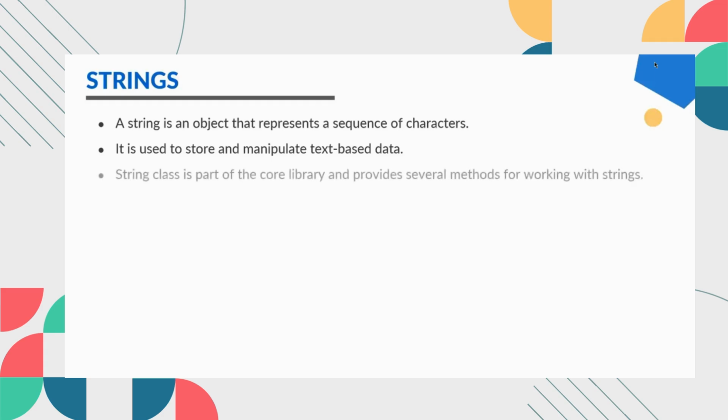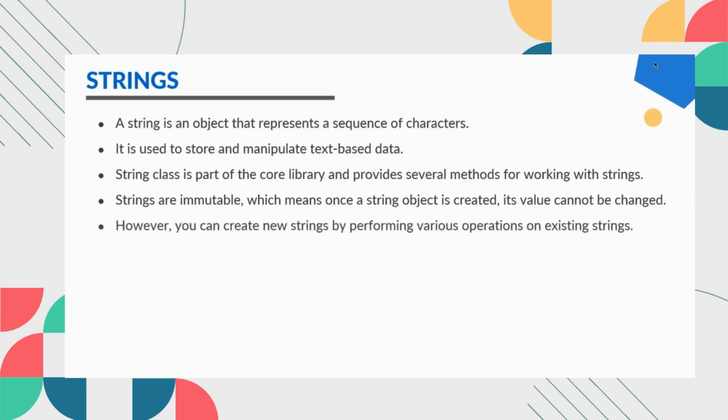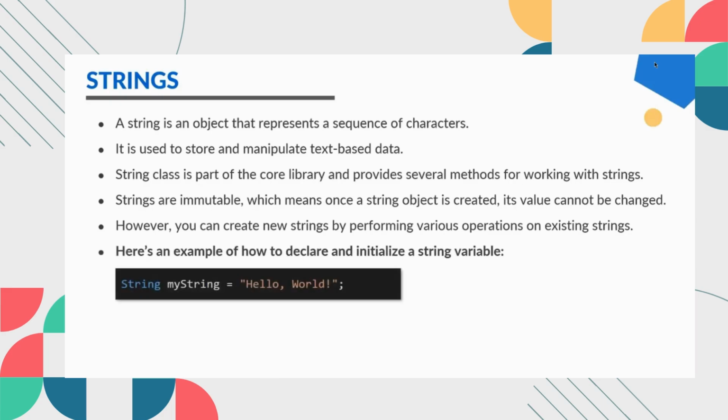But as I discussed in my previous session, it is the most common data type to be used very frequently. That's why its syntax looks like a primitive type, but it is a reference type. The String class is part of the core library and provides several methods for working with strings. I will demonstrate it to you. Strings are immutable, which means once an object is created for the string, its value cannot be changed, because when you change its value, it creates a new string for you. You can create new strings by performing various operations on existing strings, as well as by using the string methods.